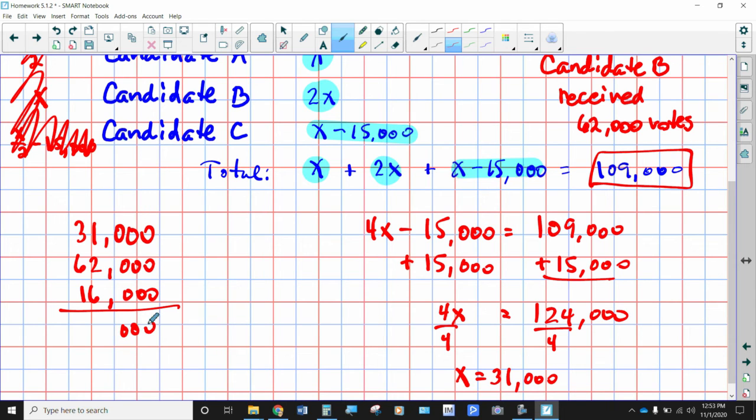So 0, 0, 0. That's a 9, that's a good sign, that's a 10, that is perfect. That's what we want. So we can declare the answer is 62,000 votes for candidate B. That was candidate B right here.